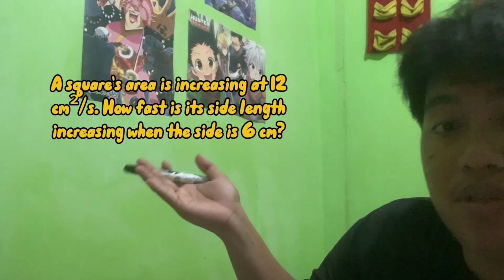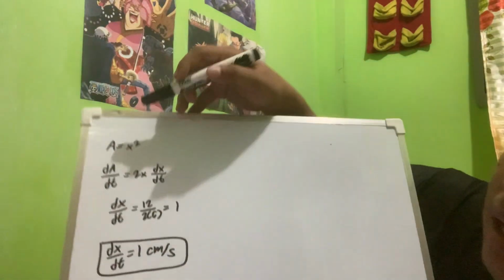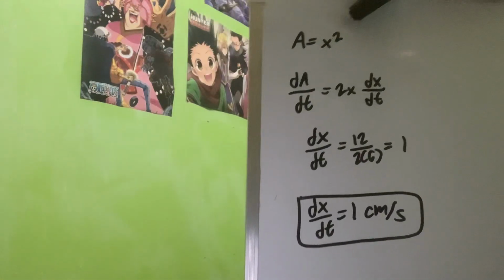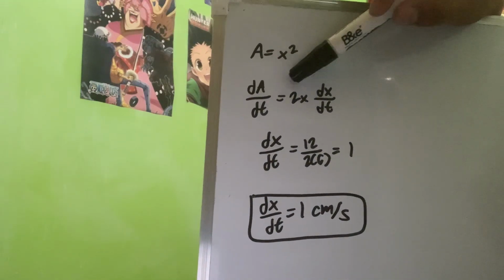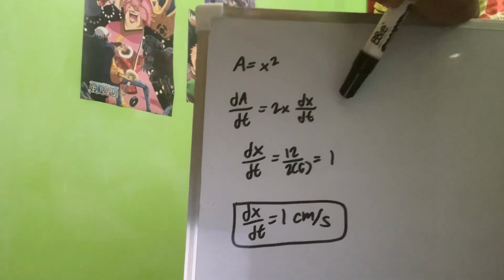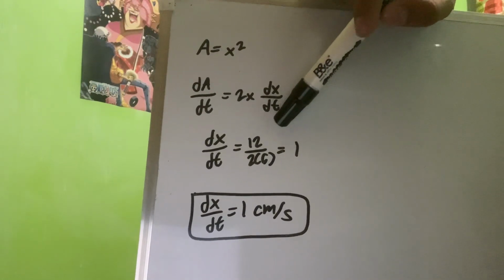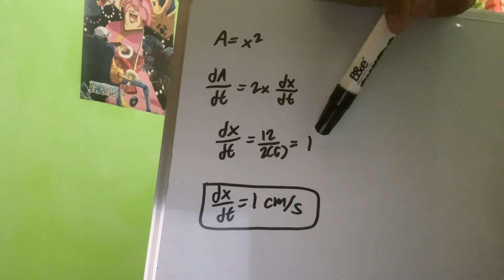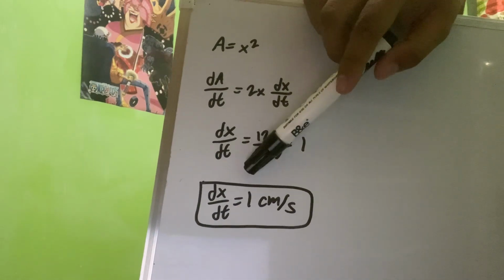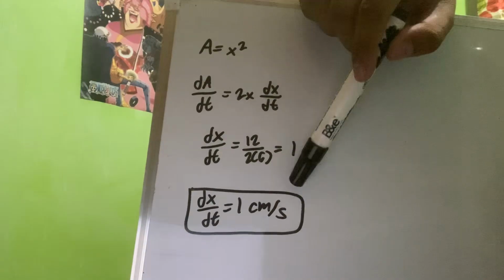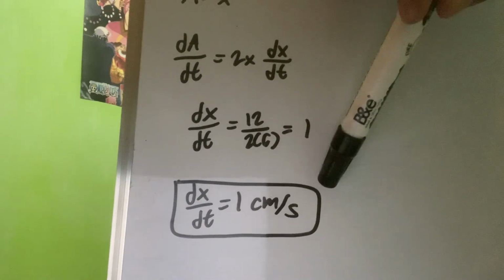Side equals 6. So the area is A equals x squared. Then dA over dt equals 2x times dx over dt. And dx over dt equals 12 over 2 times 6. So 12 divided by 12 equals 1. So dx over dt equals 1 centimeter per second. So this is the answer of problem number 17.